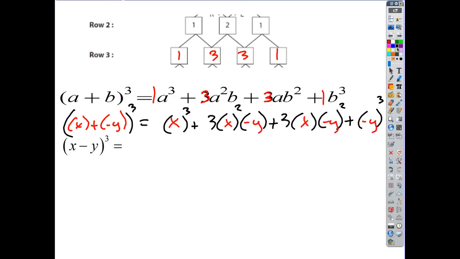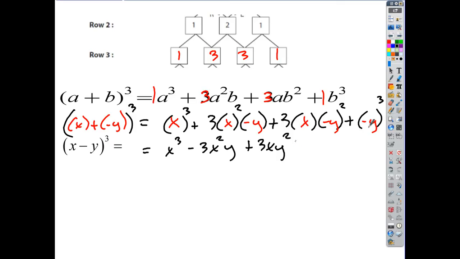and if I simplify that, I'm going to get x cubed. 3 times x squared times negative y is minus 3x squared y. 3 times x times, what's negative y squared? It's negative 1 squared, which is 1, times y squared, so just y squared, right? So that's going to be plus 3xy squared, and then negative y cubed is going to be negative y times negative y is y squared, times negative y is negative y cubed, right?